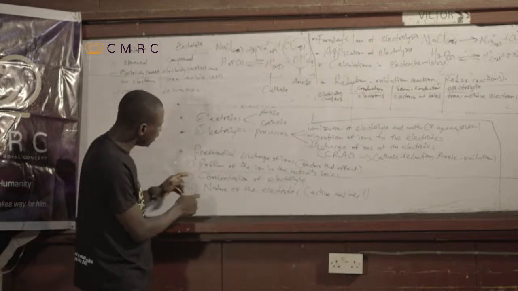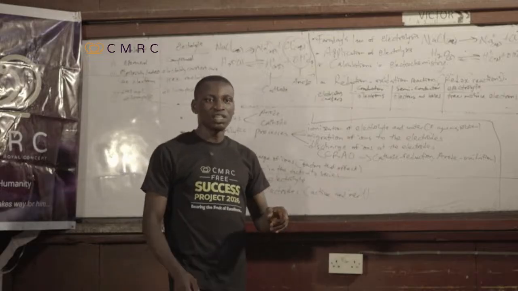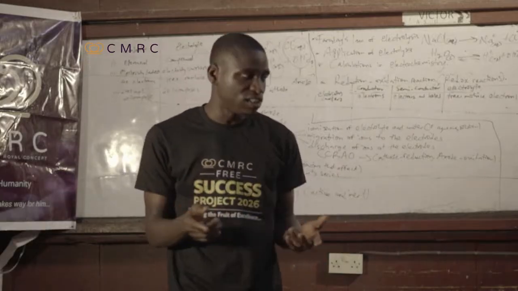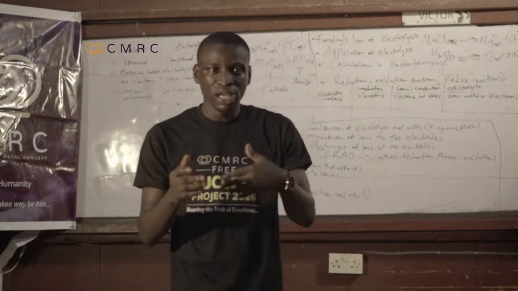So the first one is the position of the ion in the activity series. Now, there's what we call the activity series, and the activity series is the arrangement of ions according to their reactivities, how reactive they are.